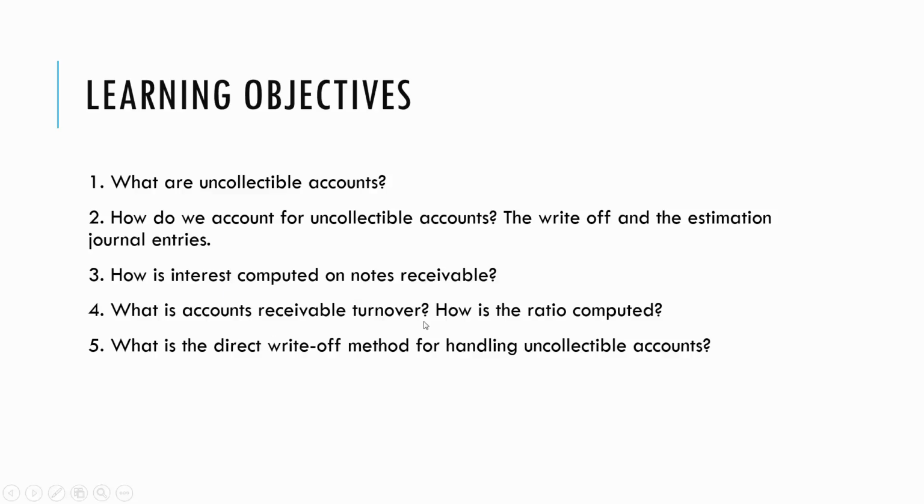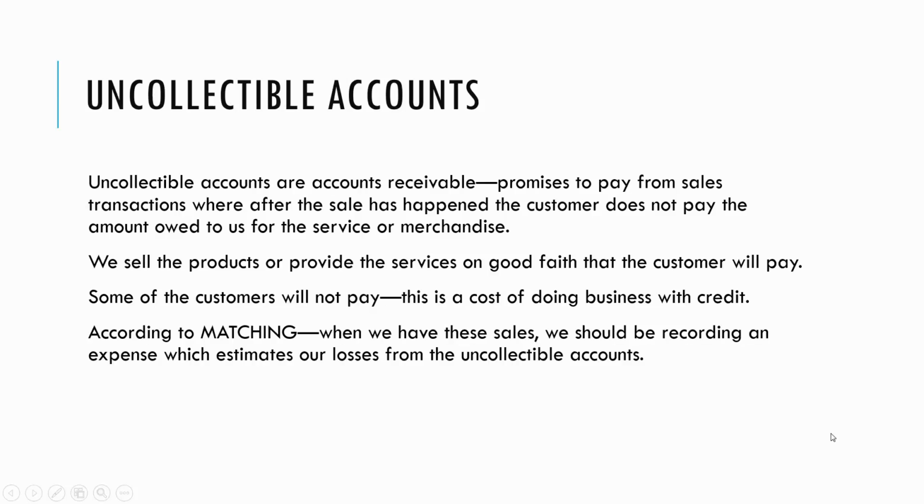Accounts receivable turnover is a similar number to inventory turnover, and you'll see the similarities there. And then we also have something called the direct write-off method. That's not really GAAP. It's not a generally accepted accounting principle, but there are certain times when we can use it. So this voiceover is just going to be discussing or introducing you to the concept of uncollectible accounts.